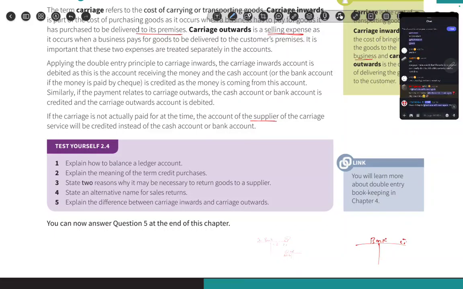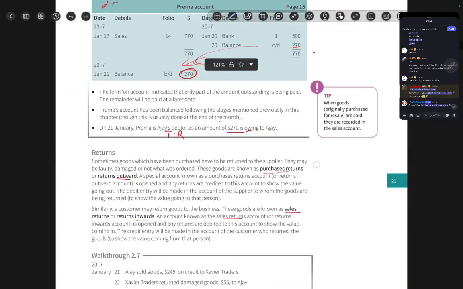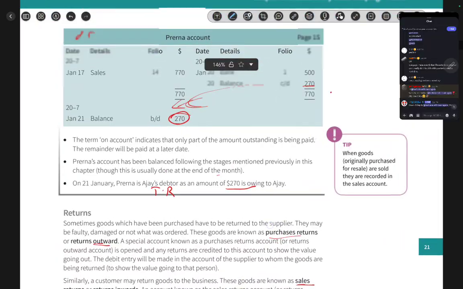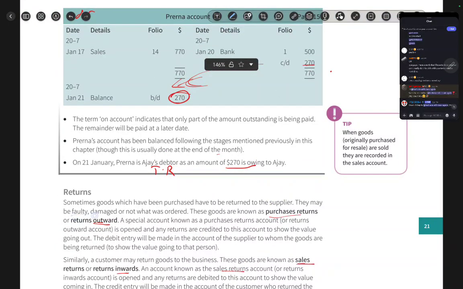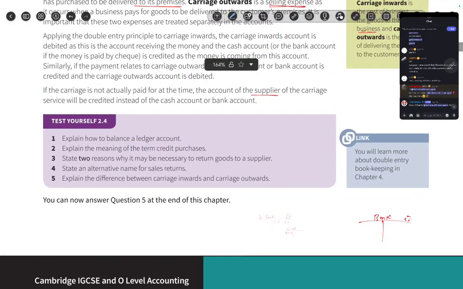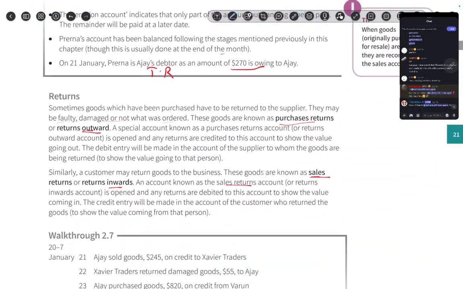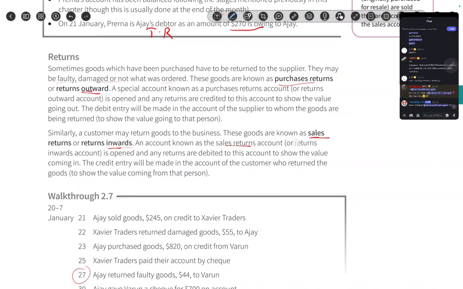Meaning of the term credit purchases means buying goods and not paying right now, paying later. Two reasons why it may be necessary to return goods to a supplier: maybe they're faulty or maybe they're not what you ordered. It's also written here. Returns: maybe faulty, damaged, or not what was ordered. An alternative term is return inwards, because the goods are coming into your business. Over here it says return inwards.